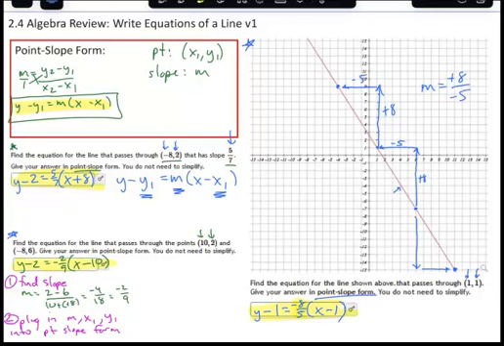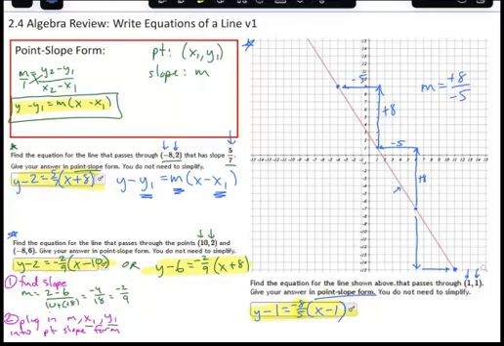Now, this is not the only equation you can use, because you could choose either of those 2 points. When you select x1 and y1, you could have just as easily done y minus the second point's y coordinate 6 is equal to the slope negative 2/9 times x minus the x coordinate of that second point, negative 8. And so this would have also been an acceptable answer. These will give you the exact same line.